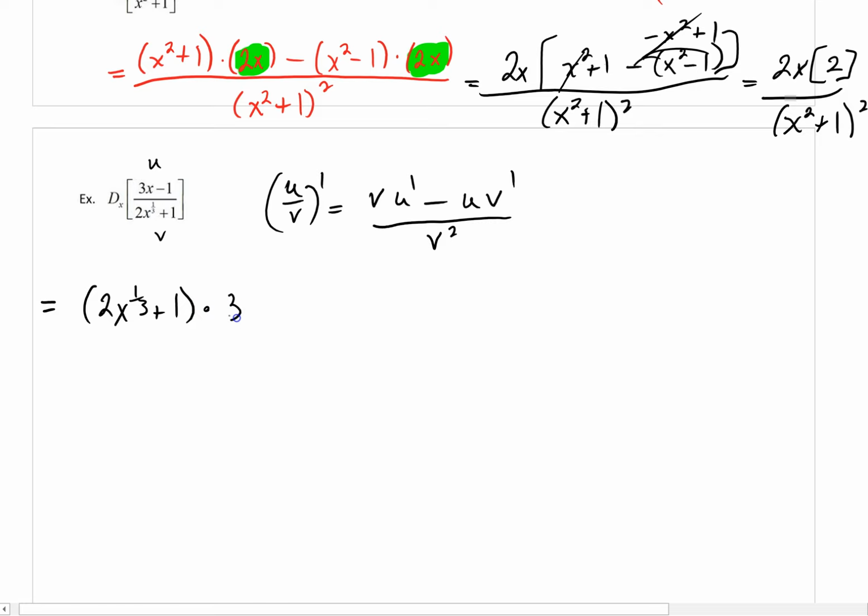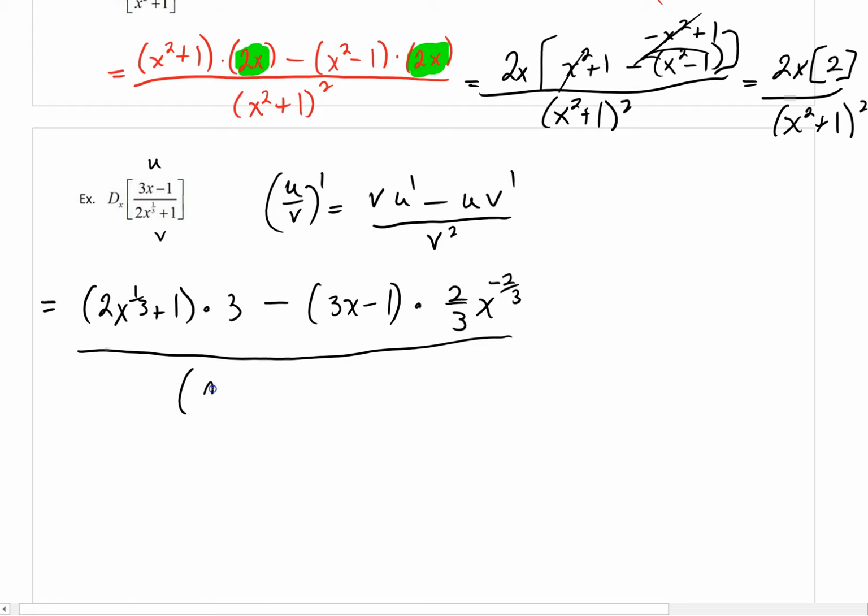The derivative of 3x minus 1 is just a 3. Minus, well, now we've got our high function, 3x minus 1. Herein lies the problem, and I think you can see why this problem is going to get a little bit tougher. The derivative down below here is going to be bring your 1/3 over, you get 2/3, and then this becomes x to the negative 2/3, right? Derivative of 1 is just 0. And down below then we'll have a 2x to the 1/3 plus 1 whole thing squared.